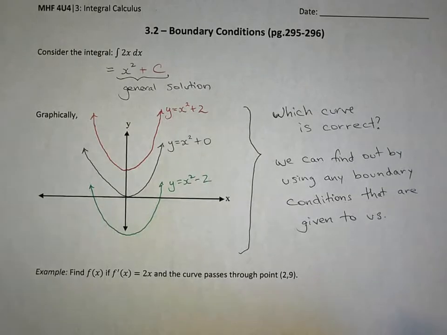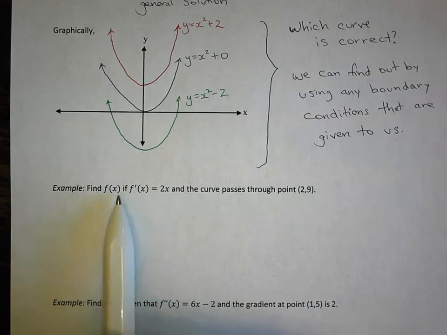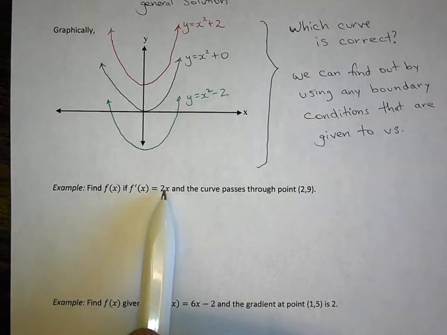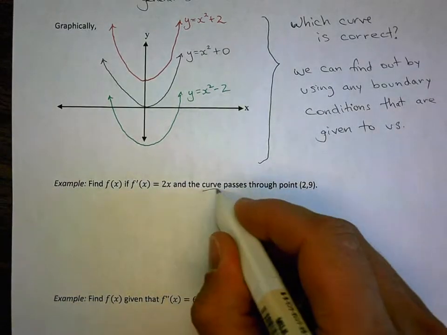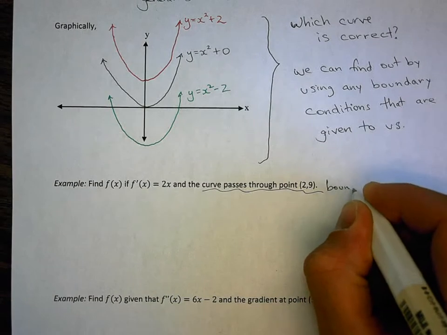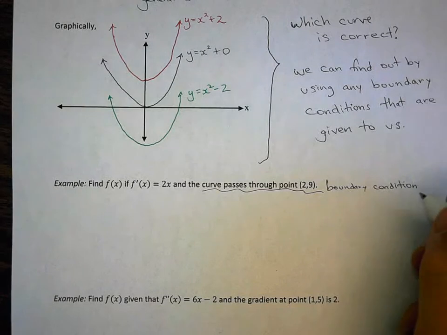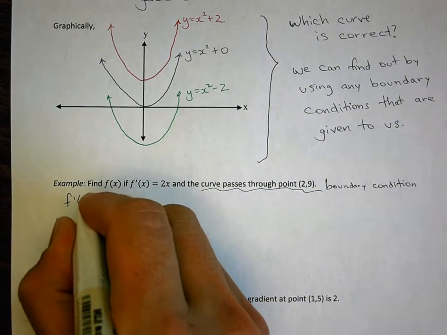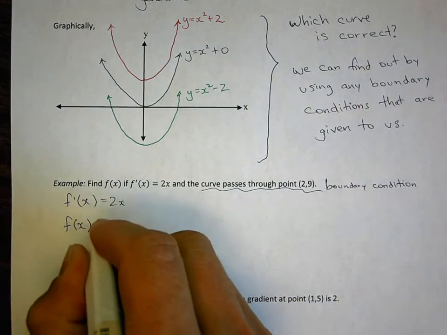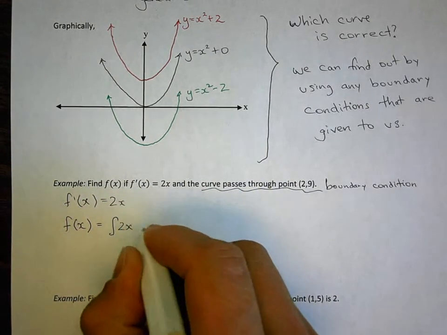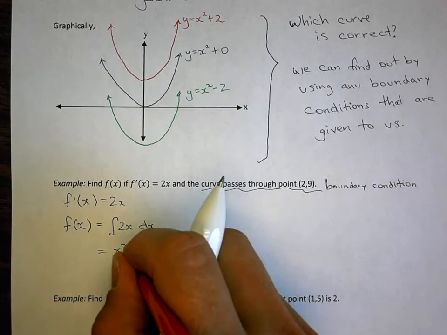Now, watch. We're going to do some questions today where we are given some boundary conditions. So, for example, find the function if the derivative is 2x and the curve passes through this point. This here is a boundary condition. So, if the derivative is 2x, the function itself is the integral of that, which is x squared plus c, as we just saw.